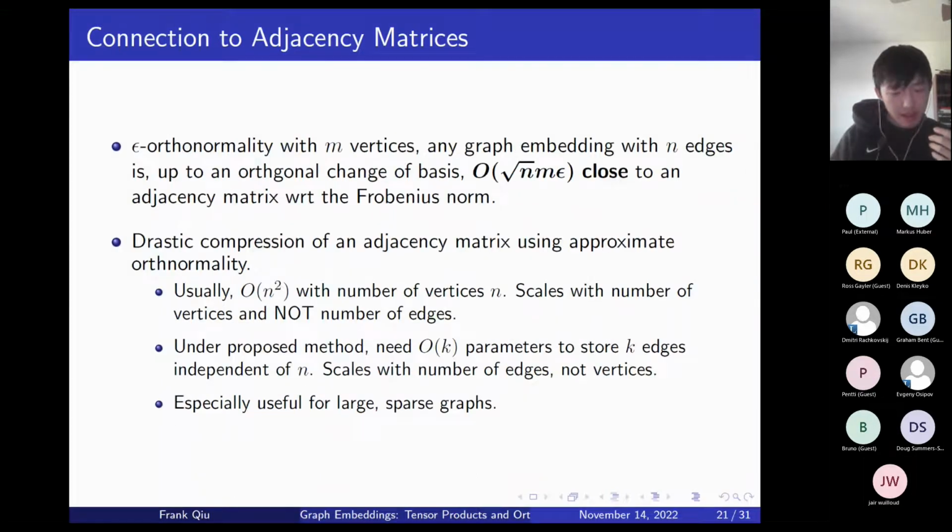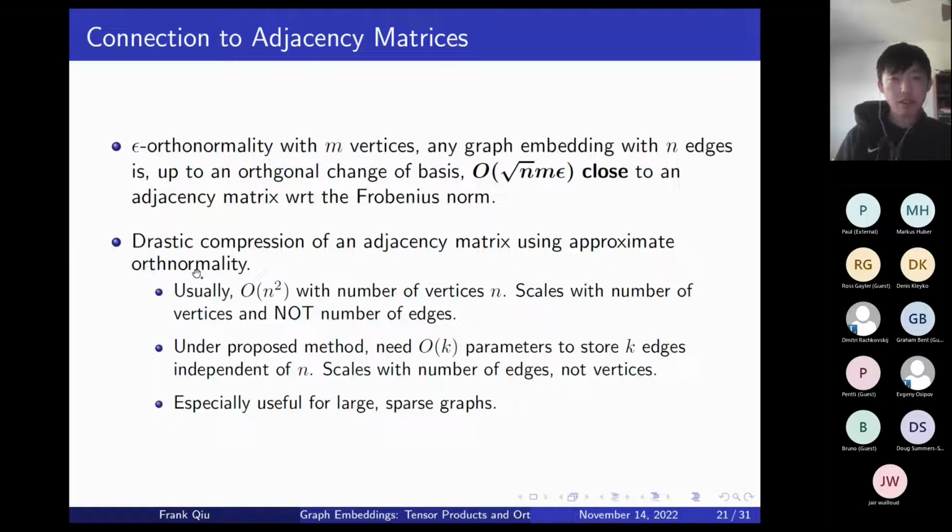And how our method changes things up is the use of spherical codes and approximate orthonormality to drastically compress these adjacency matrices. So you can show that assuming epsilon orthonormality with m vertices and n edges in the graph, our graph embeddings are pretty close to an adjacency matrix with respect to the Frobenius norm.